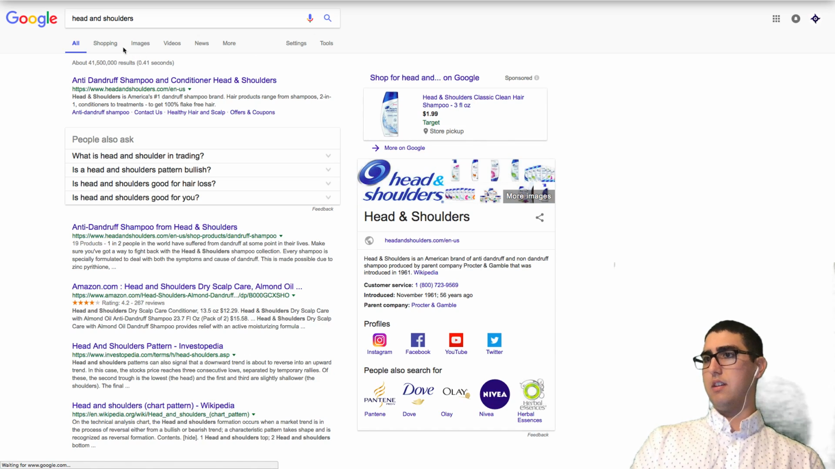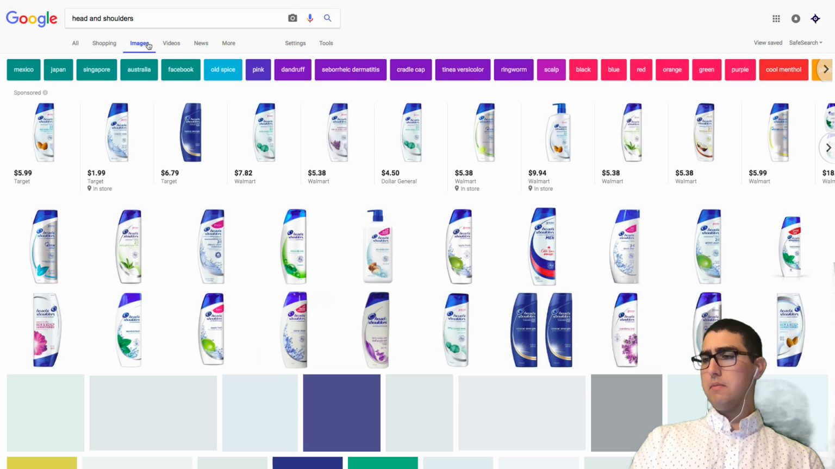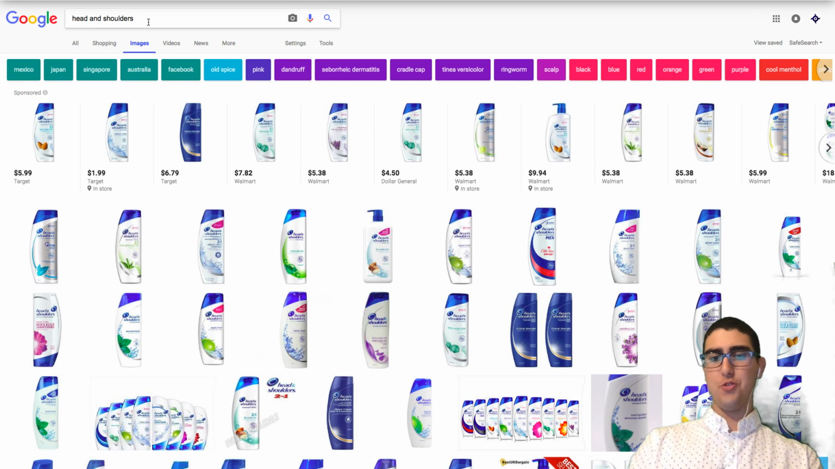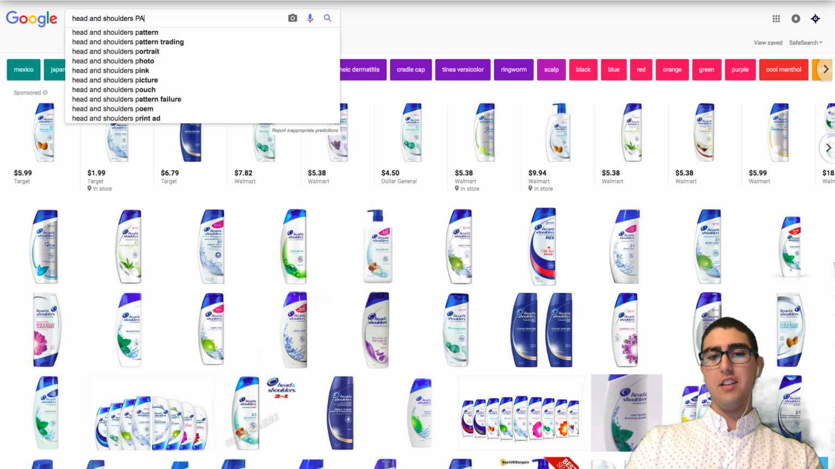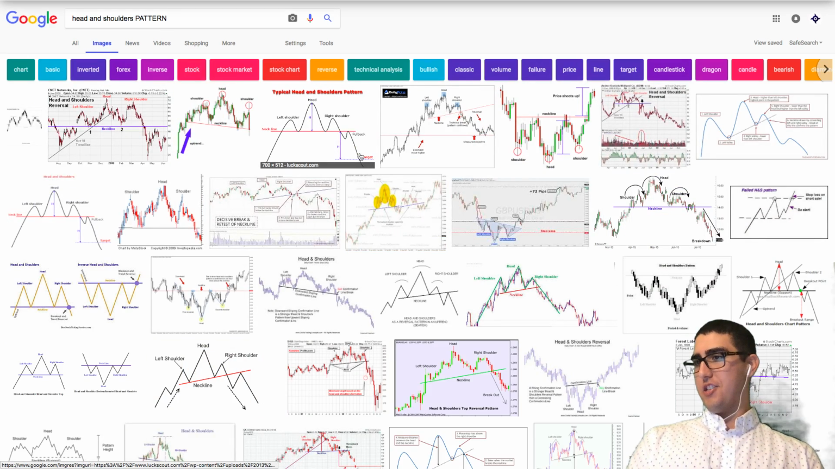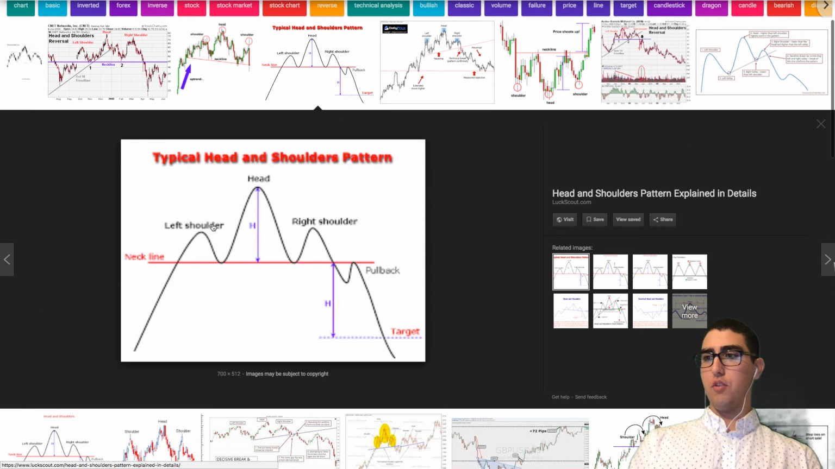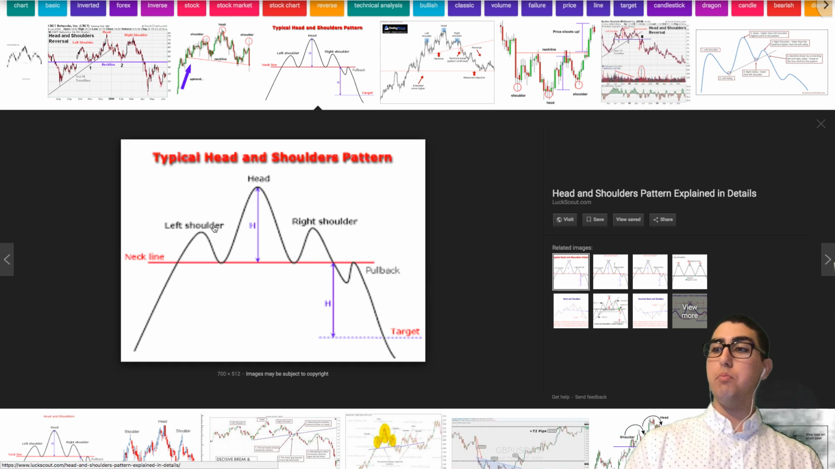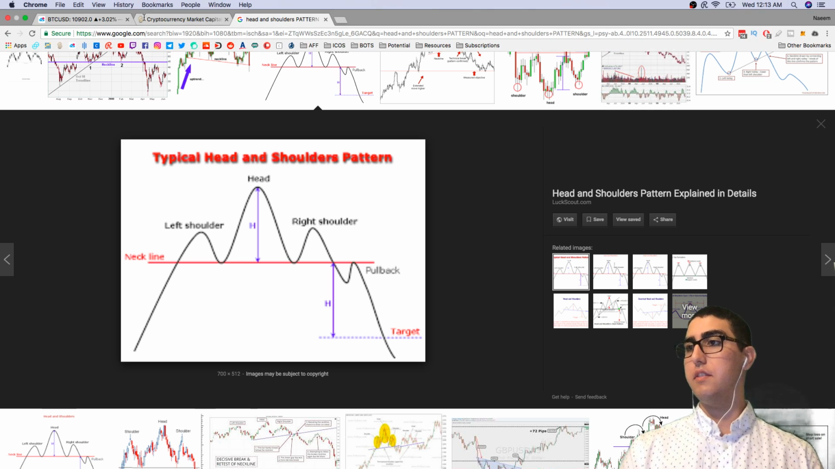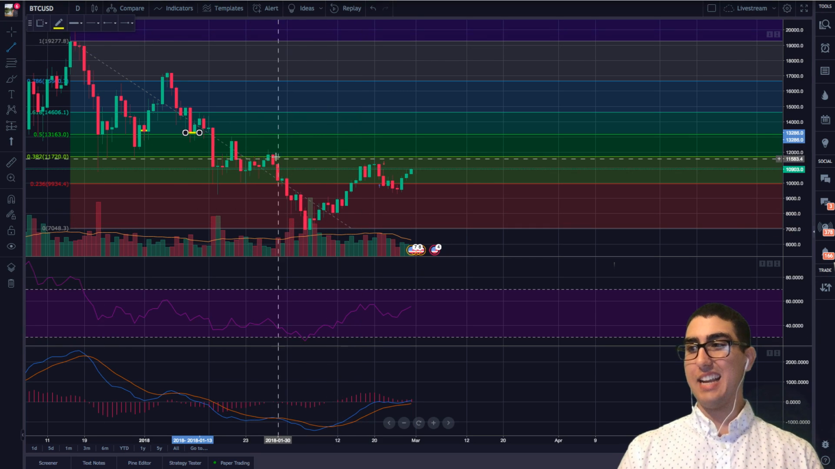Instead of just pulling up the actual graph here, not the Head and Shoulders shampoo or conditioner, but the pattern, you can see here exactly how the head and shoulders is formed. There's an inverse head and shoulders as well that actually indicates a breakout upwards. This is a reversal pattern, and then the inverse is a breakout pattern, which is actually what happened here.